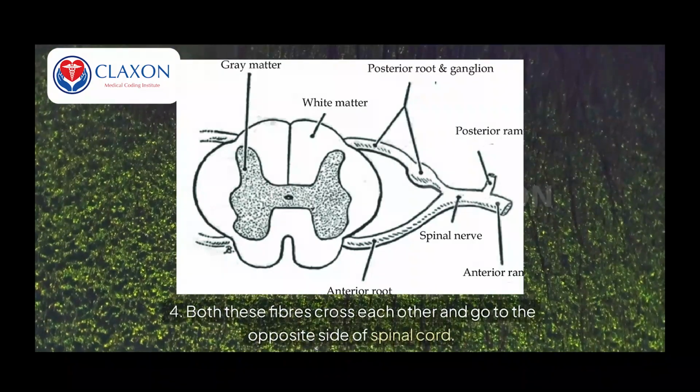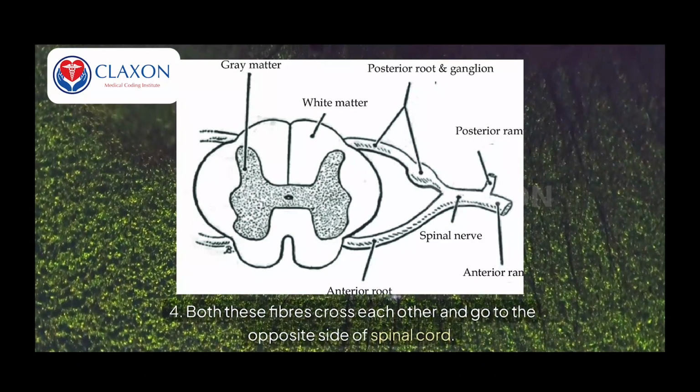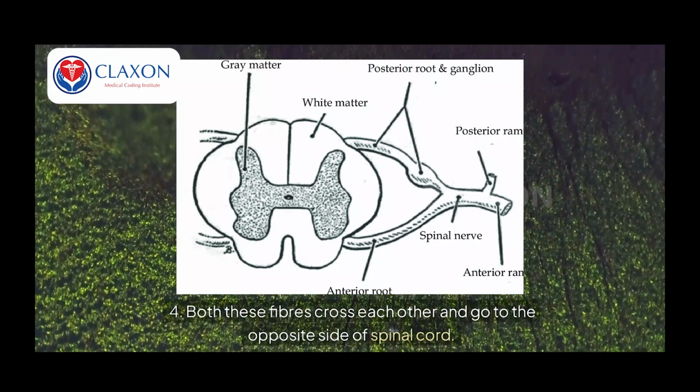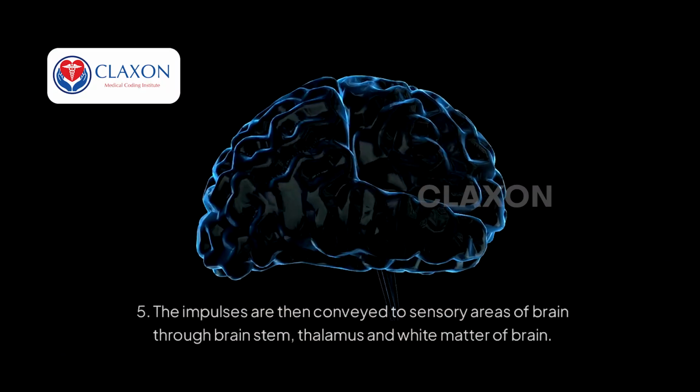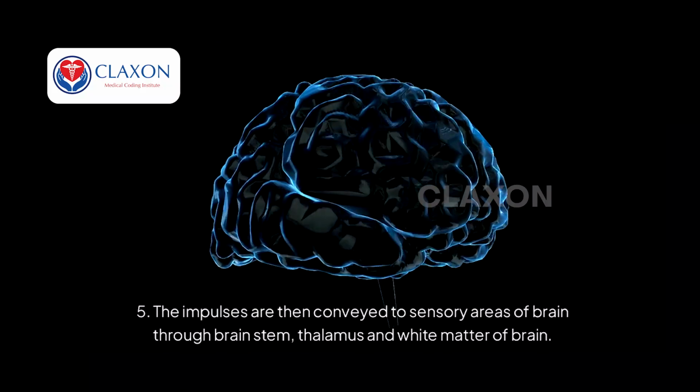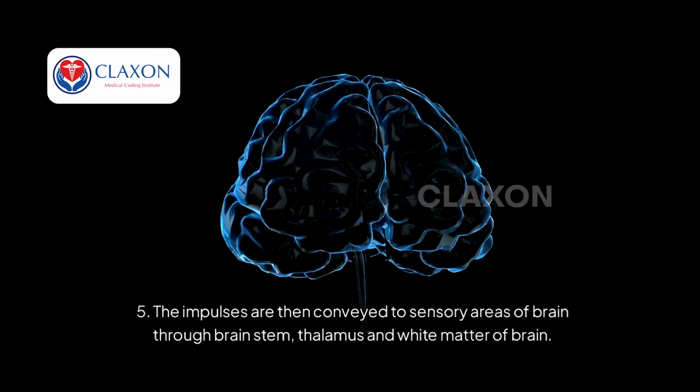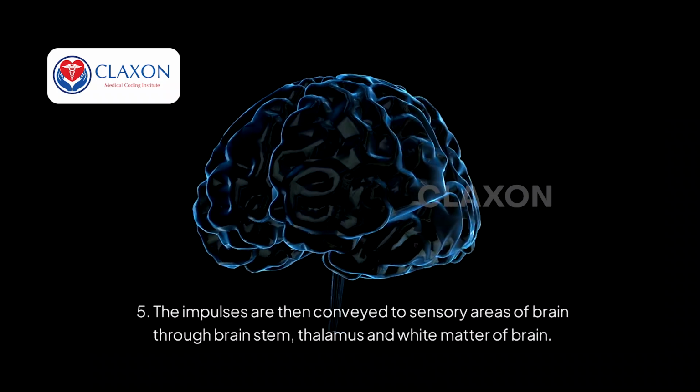4. Both these fibers cross each other and go to the opposite side of the spinal cord. This crossing occurs at the level of the medulla oblongata. 5. The impulses are then conveyed to sensory areas of the brain through the brain stem, thalamus and white matter of the brain.